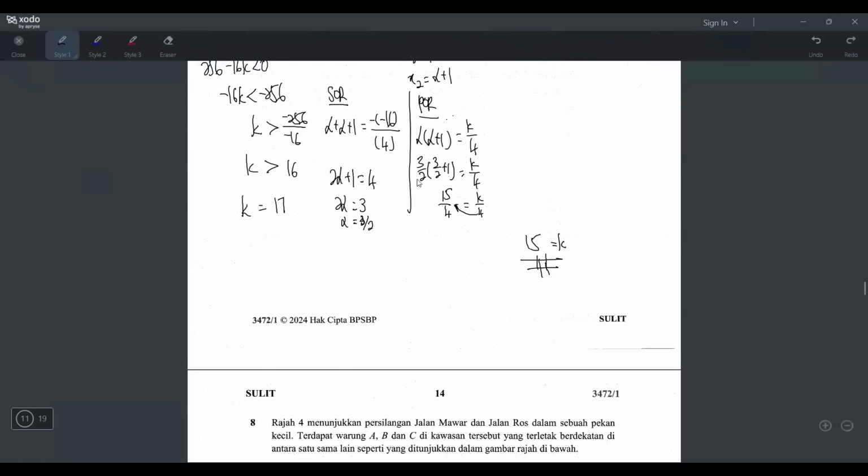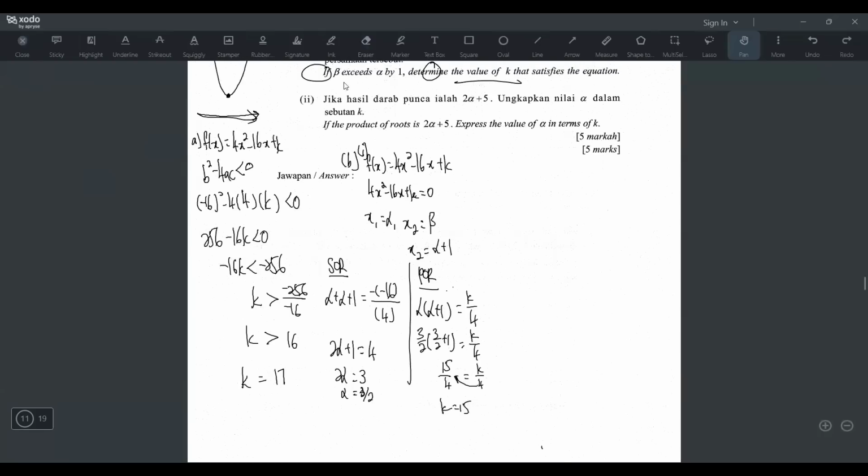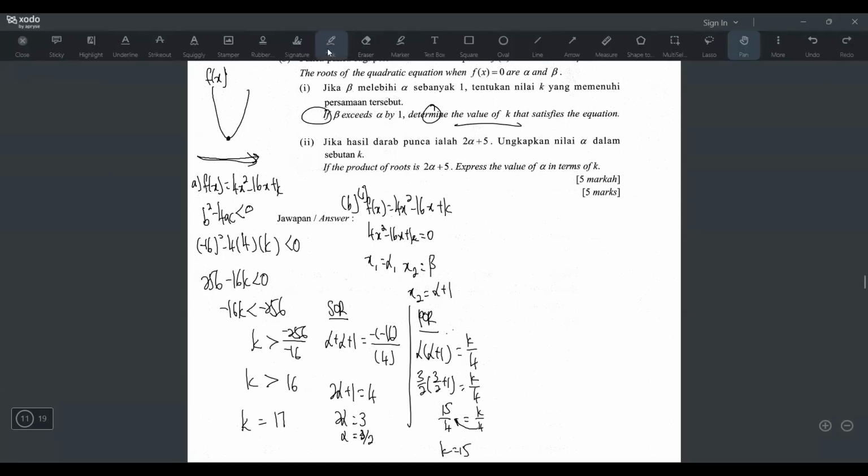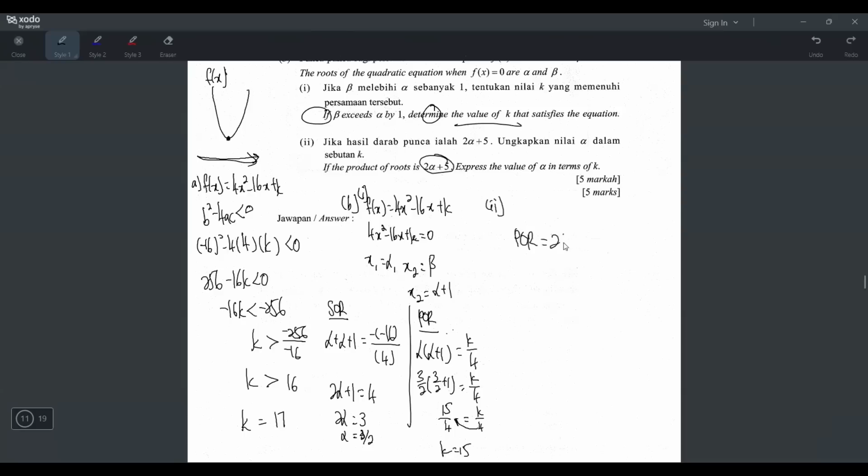Okay, what happens here? So k equals 15, and then this one I erase. Okay, so let me do my B2 here. Let me scroll up a bit. Okay, like this. Okay, B2. This says if the product of root is 2 alpha plus 5. Okay, so the POR is 2 alpha plus 5, and then express the value of alpha in terms of k.